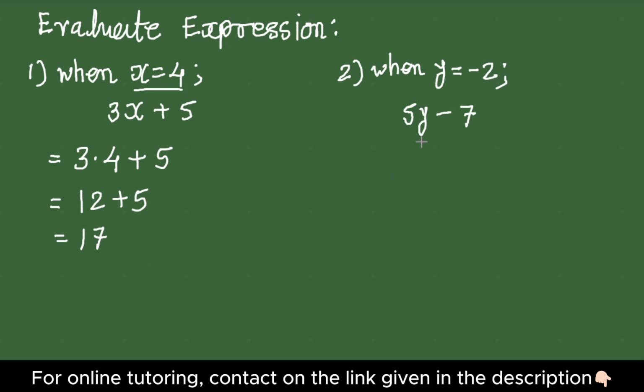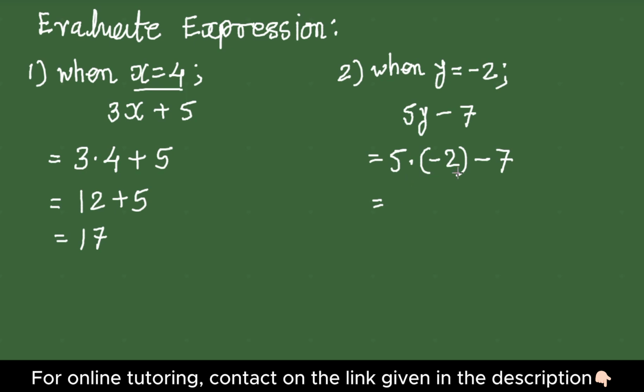Now let us see the second question. We want to evaluate 5y minus 7 for y is equal to minus 2. So substitute y is equal to minus 2 into this expression. So we will have 5 times, since we have the negative value, we will write it in the parenthesis. So 5 times minus 2 minus 7 as it is.